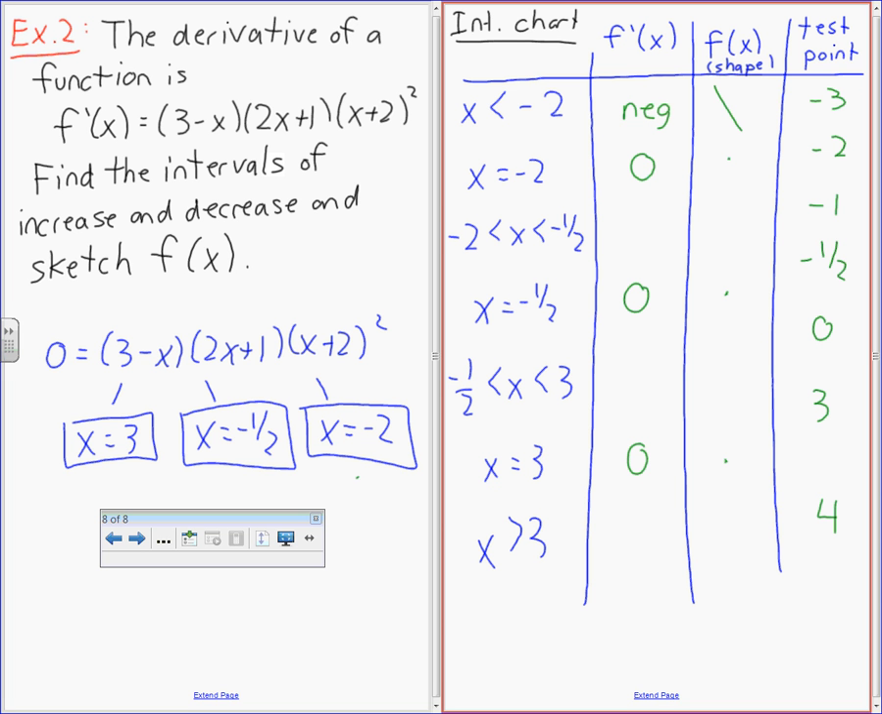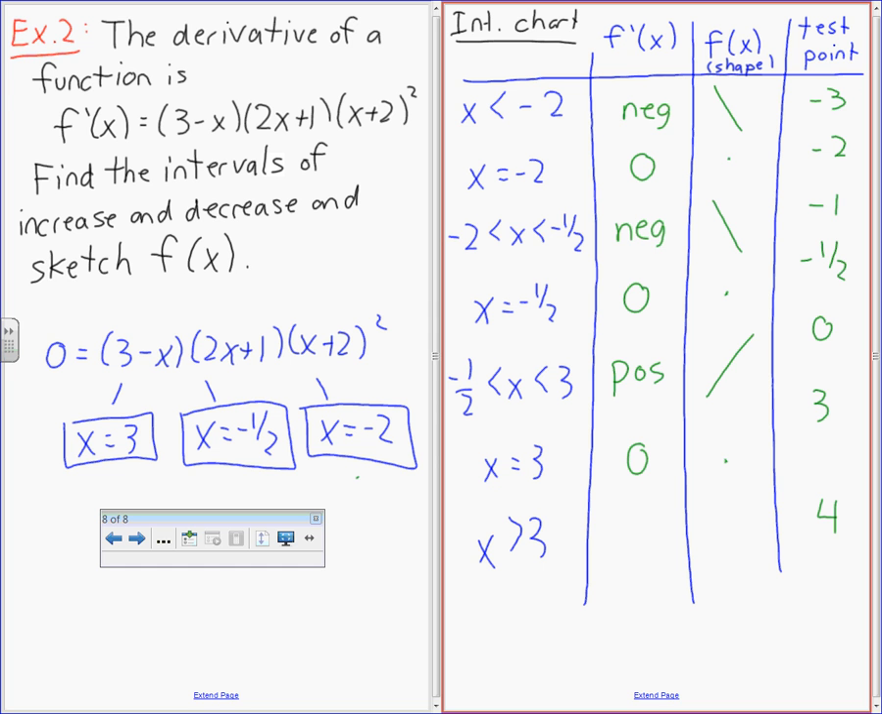From -2 to the next interval, I'm going to use -1. 3 minus -1 is going to be positive. 2 times -1 plus 1 is going to be negative. And -1 plus 2 squared is going to be positive. So it looks like I have another negative, which is interesting. 0 is going to be between -1/2 and 3. So 3 minus 0 is a positive. 0 plus 1 is a positive. And 0 plus 2 is a positive. So this one's finally going to be positive. Something like this.